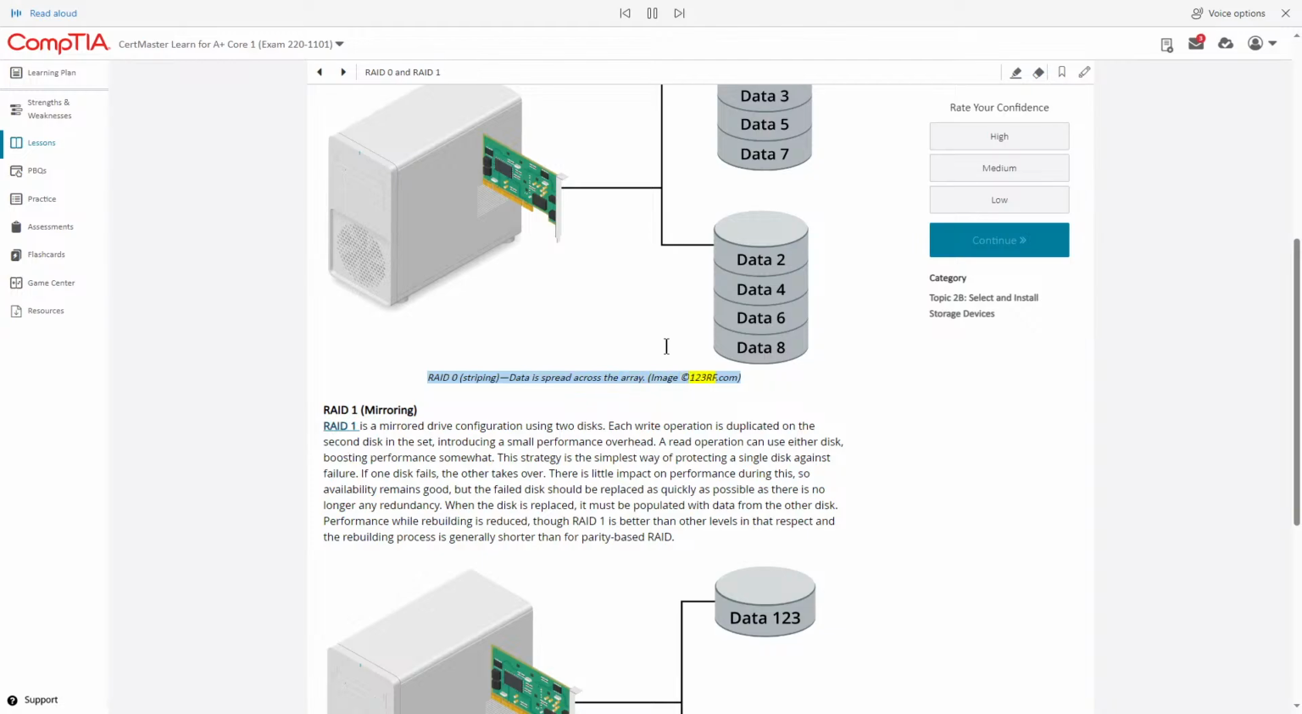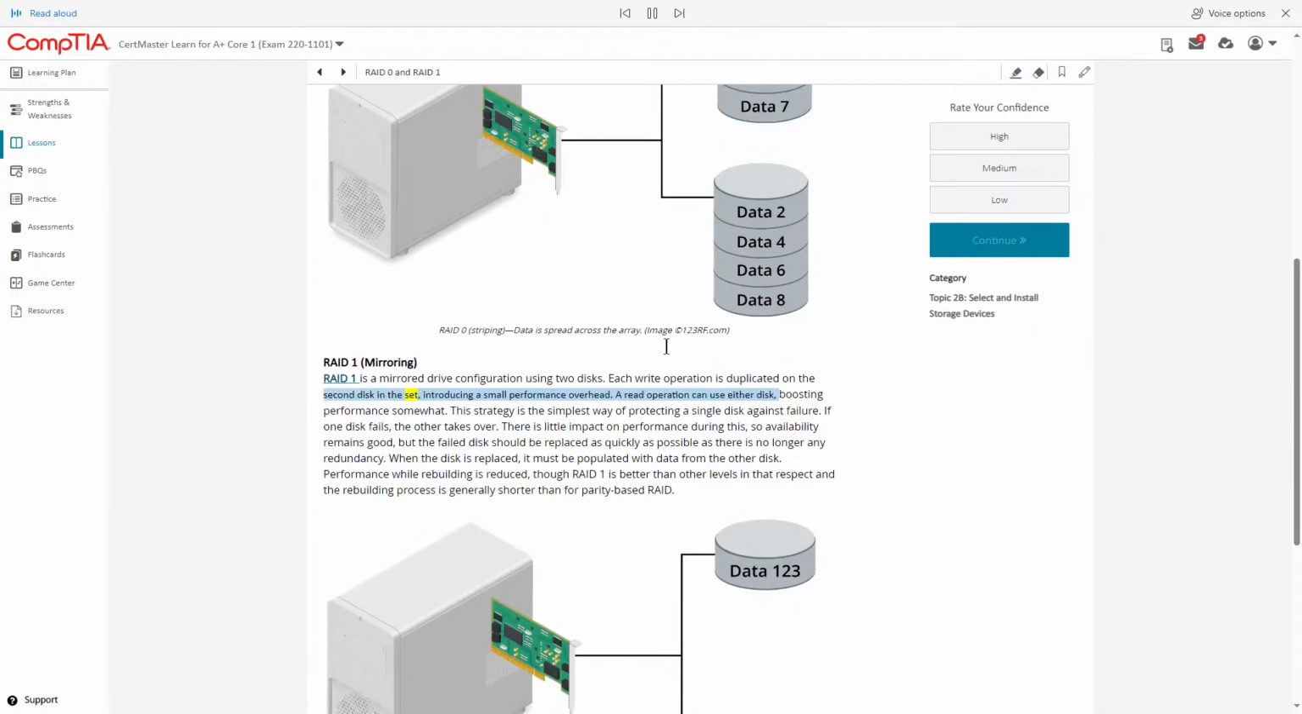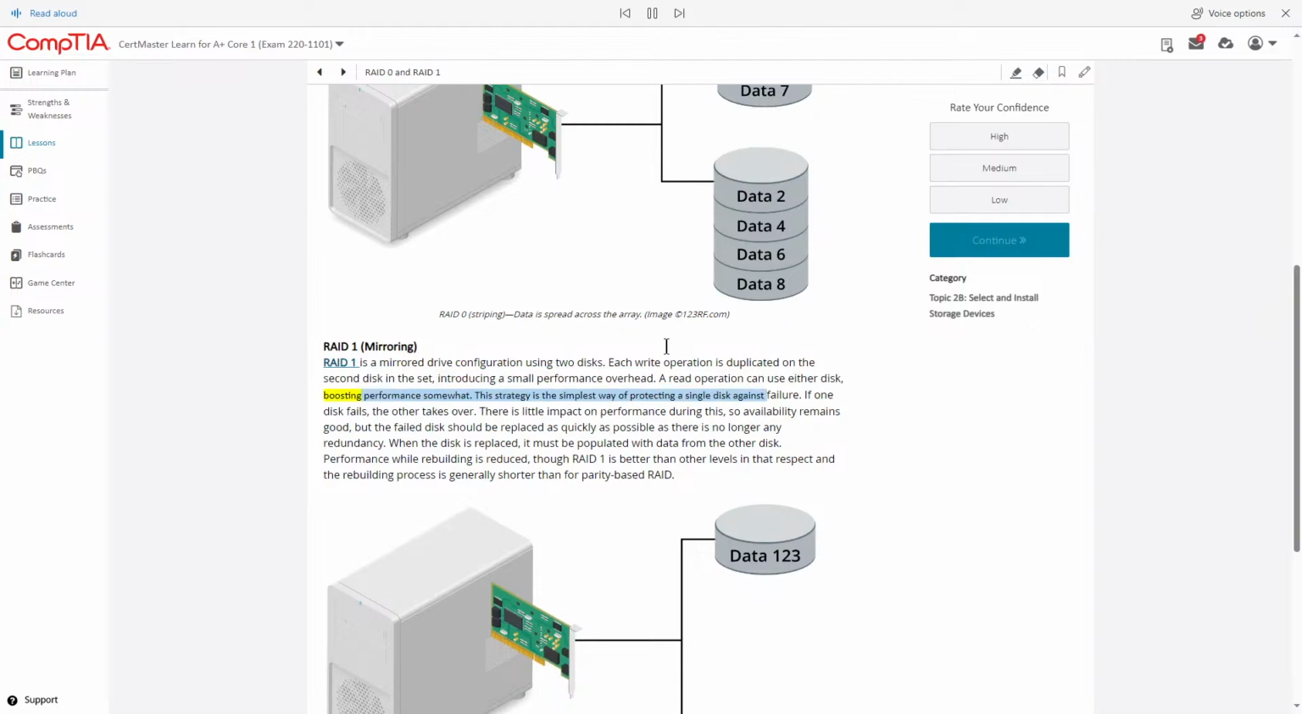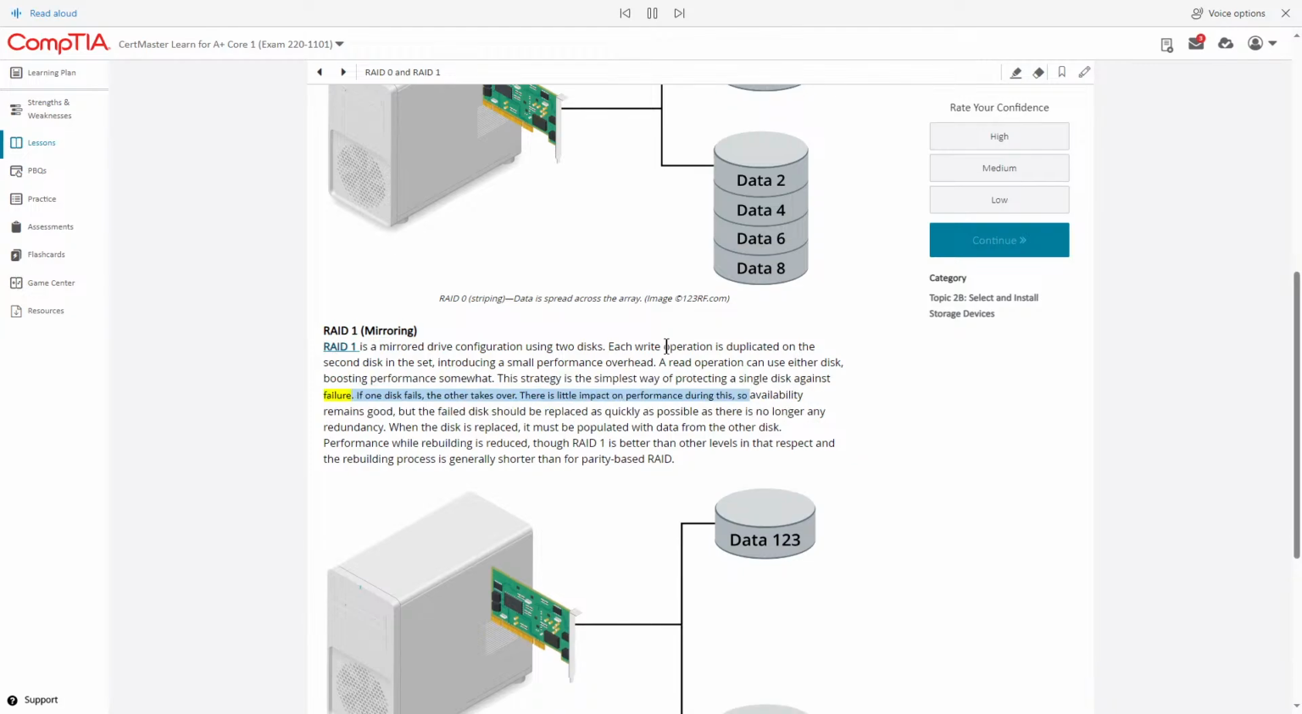Image copyright 123rf.com. RAID 1 mirroring. RAID 1 is a mirrored drive configuration using 2 disks. Each write operation is duplicated on the second disk in the set, introducing a small performance overhead. A read operation can use either disk, boosting performance somewhat. This strategy is the simplest way of protecting a single disk against failure. If one disk fails, the other takes over.